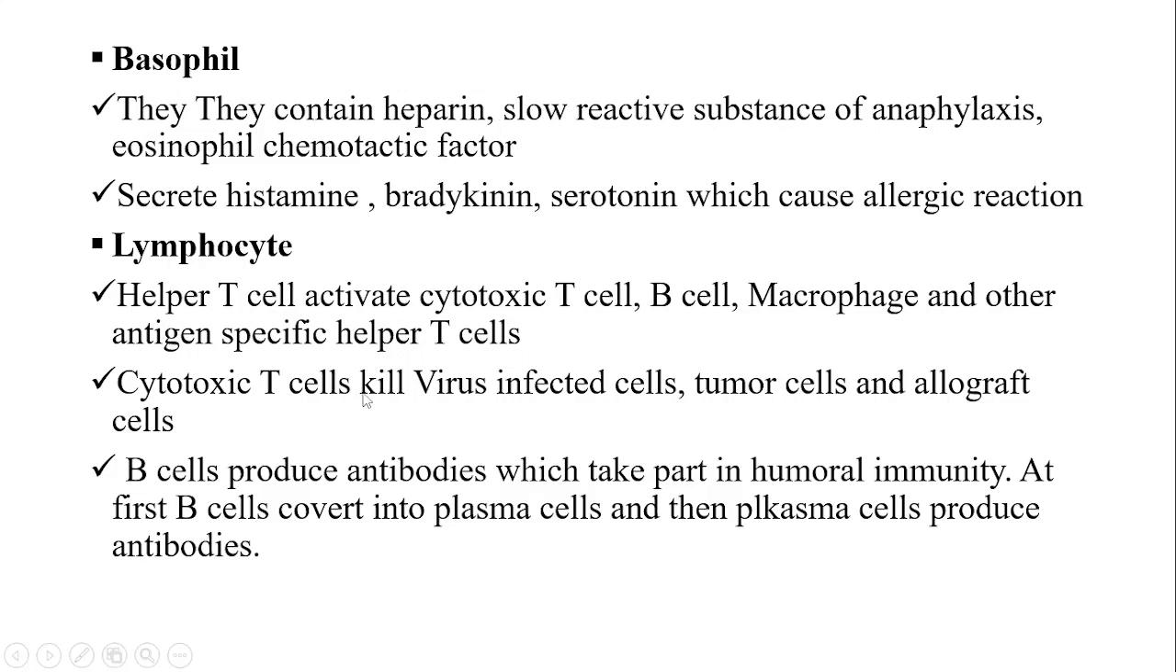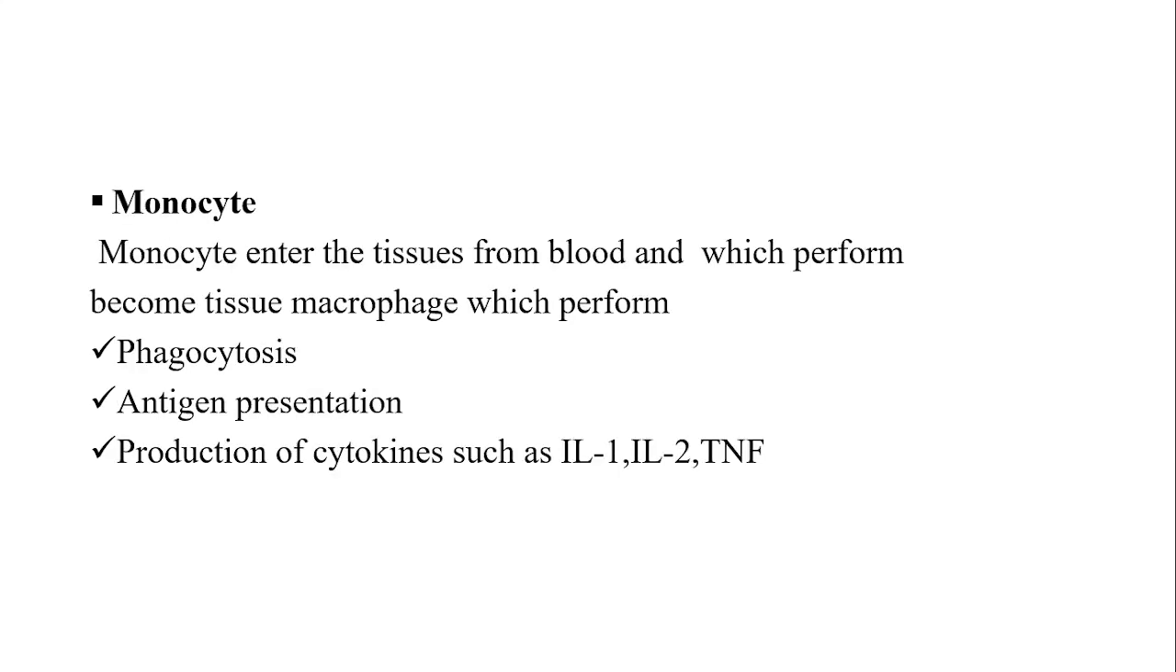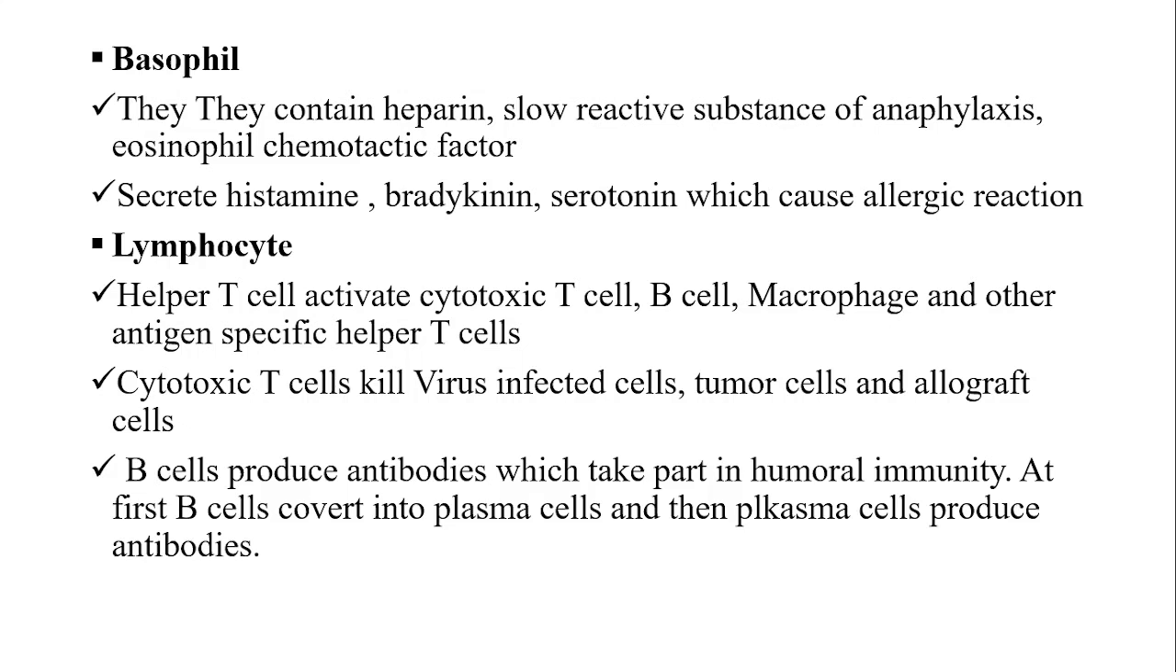And cytotoxic T cell, it has the name cytotoxic, so it is related to toxicity. For whom is it toxic? It is toxic for the harmful substances that can harm our body, like virus-infected cells, tumor cells, and allograft cells that are not accepted by our body. These cells are particularly destroyed by the cytotoxic T cell. And the B lymphocytes help in production of antibodies that help in the humoral immunity of our body.